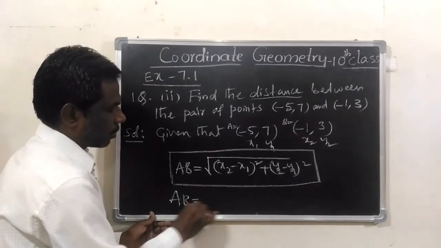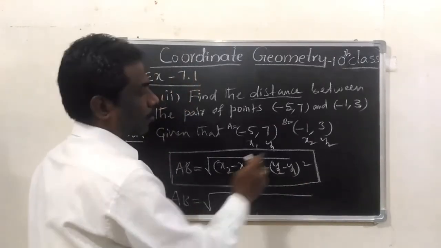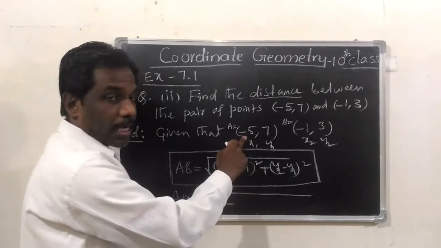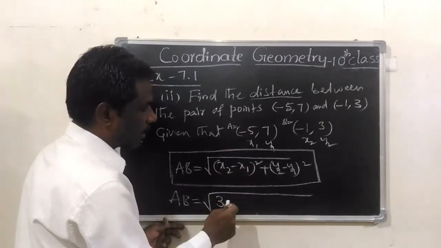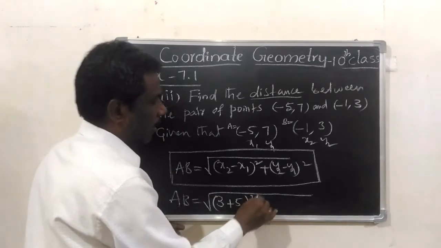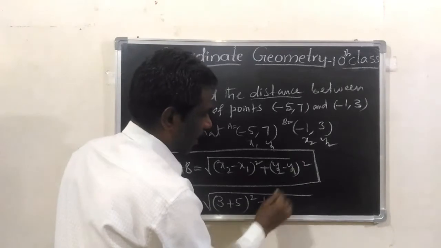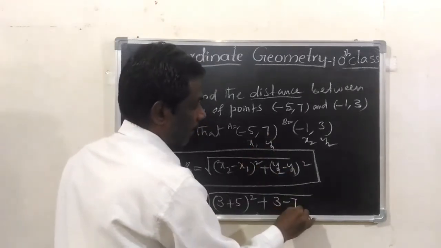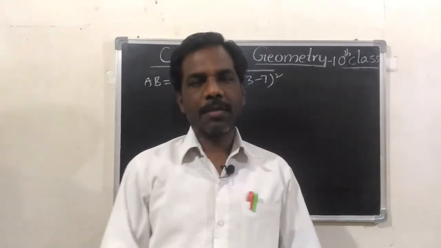Now substitute. AB is equal to square root of x2, x2 is 3, minus x1, x1 is minus 5. So this is the formula minus. So minus into minus is plus 5 whole squared, plus y2. y2 is 3, and formula minus y1, y1 is 7, whole squared. Now I simplify the step.